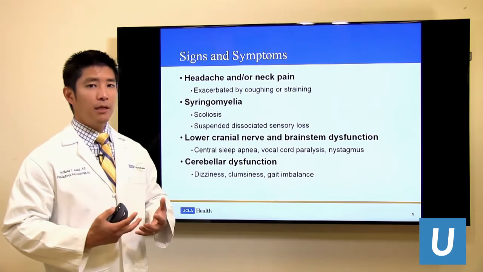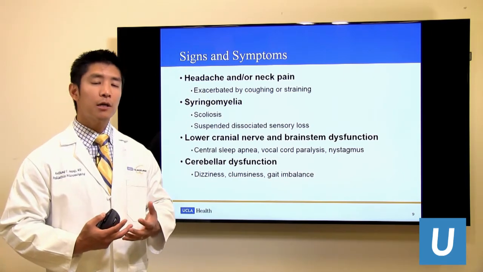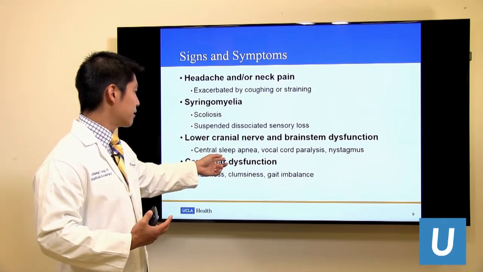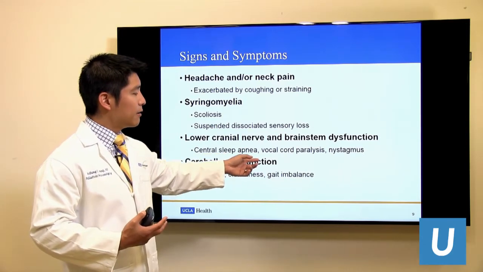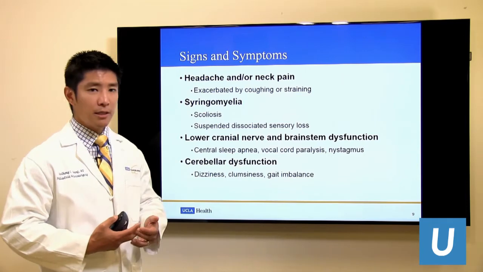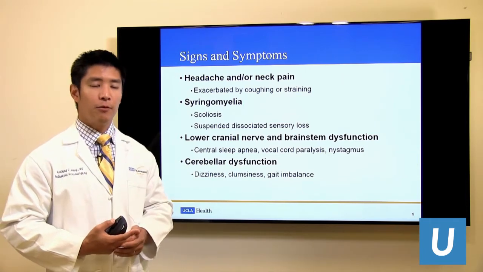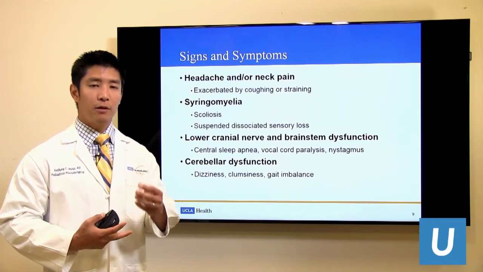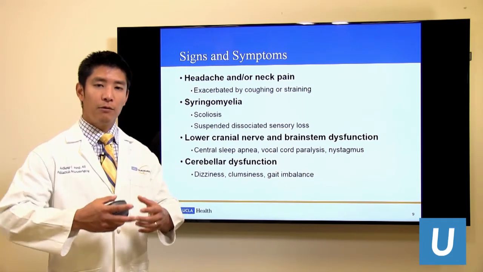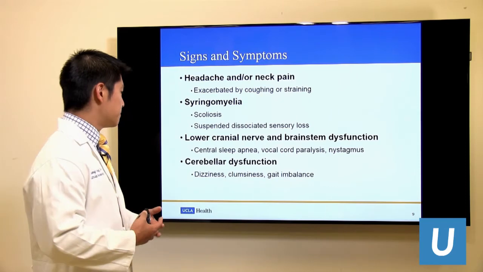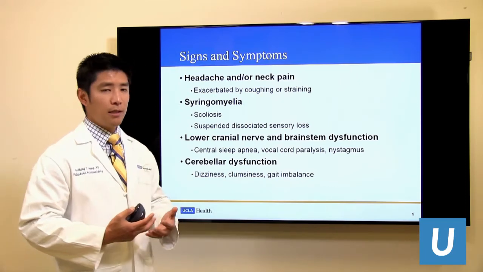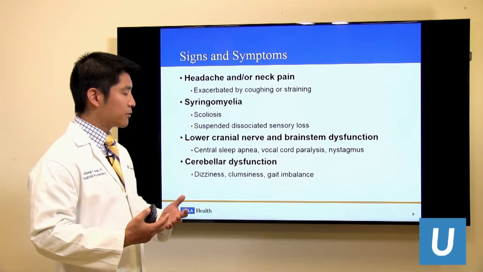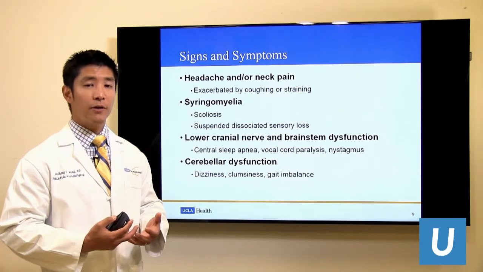Other times we'll see brainstem compression or cranial nerve compression symptoms. Here we might see central sleep apnea, vocal cord paralysis, or nystagmus, which is abnormal movements of the eyes. These are all mediated by the lower part of the brainstem, where that crowding really occurs the most. Finally, we might see problems with cerebellar function, dizziness or clumsiness of gait or of the hands.